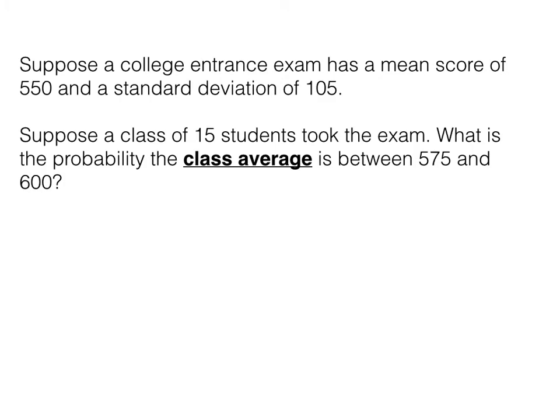Now suppose a college entrance exam has a mean score of 550 and a standard deviation of 105. Suppose a class of 15 students took the exam. What is the probability the class average is between 575 and 600? Again, I'm talking about the average of the class, not what happens as an individual.